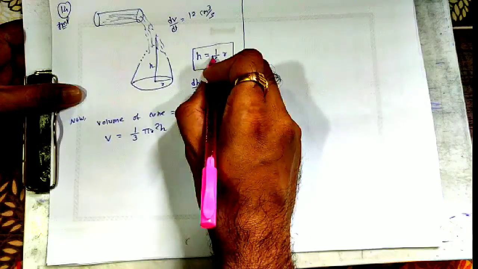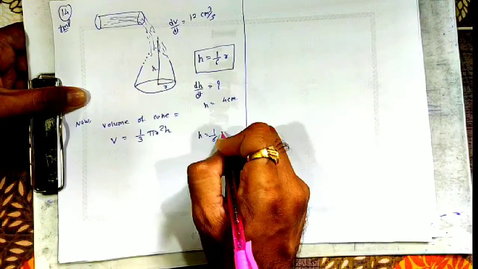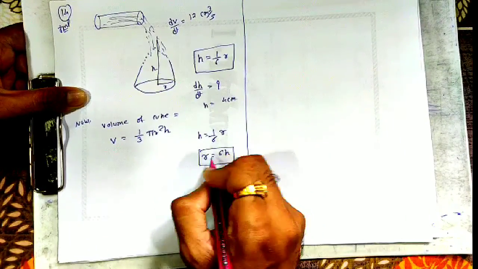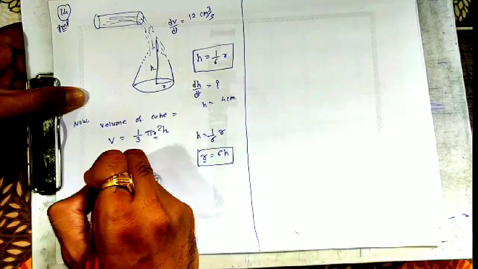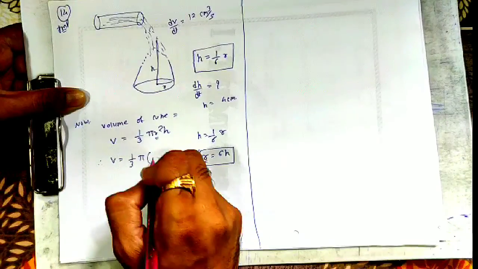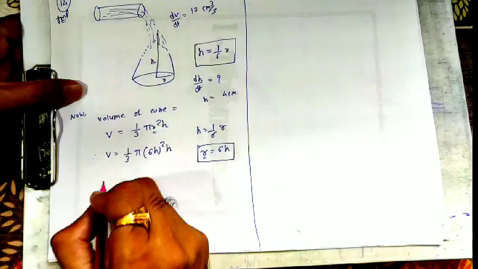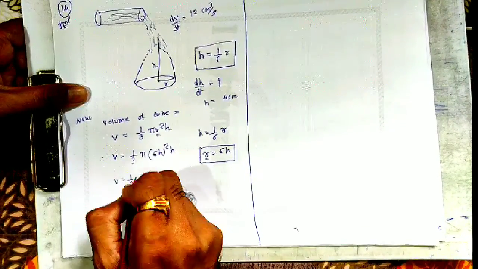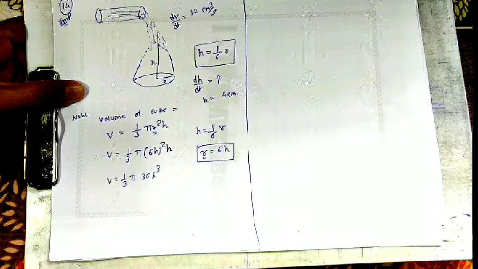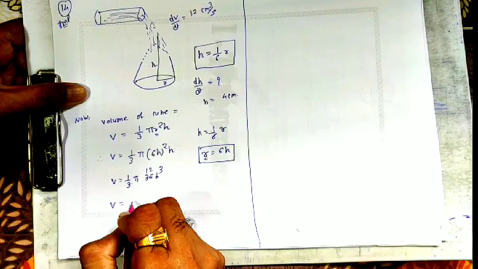Now from this given data, h equal to 1 by 6 r, we can write r equal to 6h, replacing this r with 6h. Therefore we are getting v as 1 by 3 pi, r square is (6h) square, into h. Clear? So v equal to 1 by 3 pi 36 h square into h, 36 h cube. So 12 threes are 36. So we are getting volume v equal to 12 pi h cube.